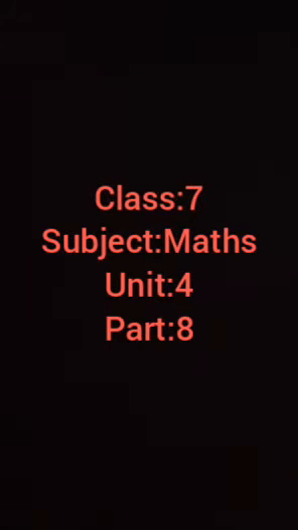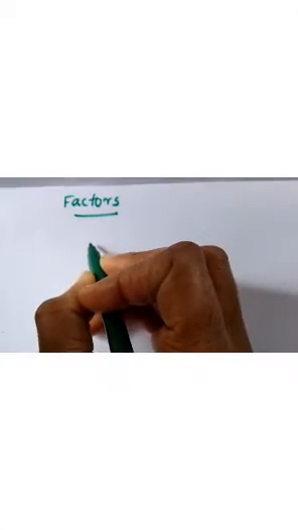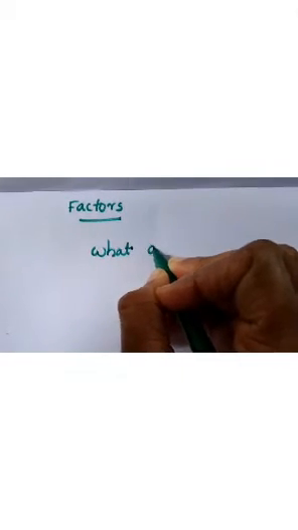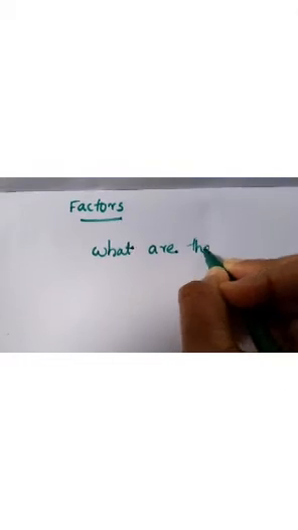Students, we are discussing our fourth unit, repeated multiplication. We are at the end of our unit. Here we need to discuss two sections, factors and perfect numbers. First, we are discussing what a factor is. Let's ask: what are the factors of 2?